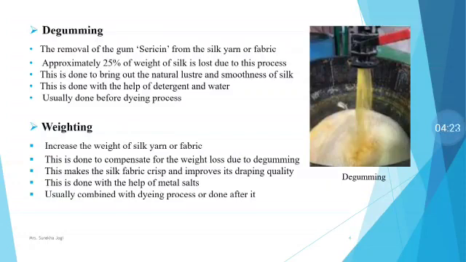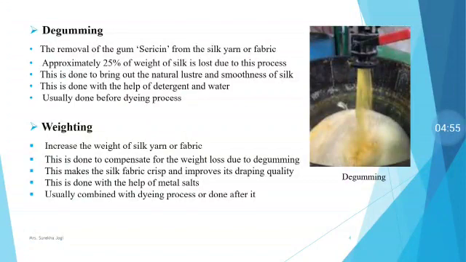It is generally carried out before the dyeing process of silk, and for this purpose detergent, warm water and alkaline reagents are used. As the sericin is removed, 25% of the weight is lost. So, all this is called degumming. Means what is degumming? It is removal of sericin and approximately 25% of weight is lost because of this.